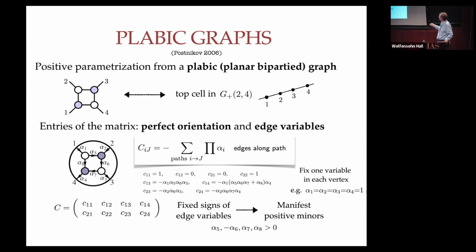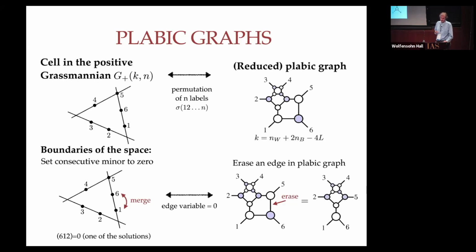There is a rule which provides you the entry of this matrix, a particular entry C_ij, in terms of paths through that graph and taking the products of these variables. Okay? And once we do this so-called boundary measurement for the graph, we get the parametrization of the C matrix in terms of these h variables. And then the claim is that if we fix signs of these h variables, this makes manifest the positivity of all minors. Okay, so that's the boundary measurement and positive parametrization of the graph.